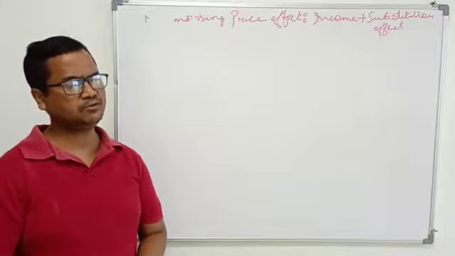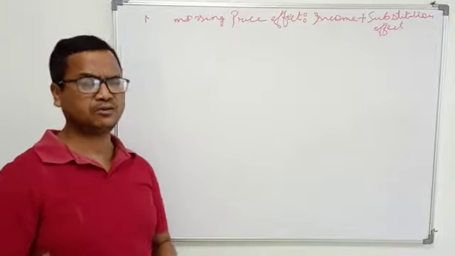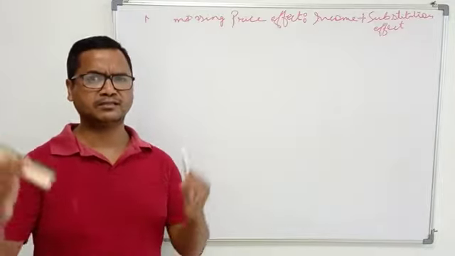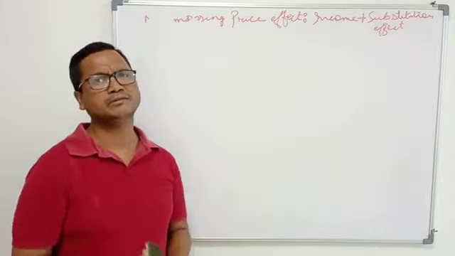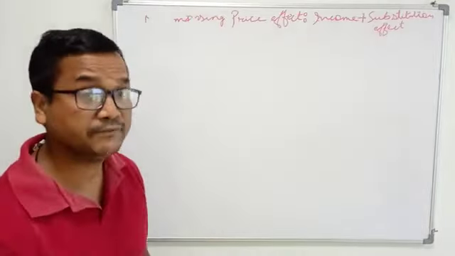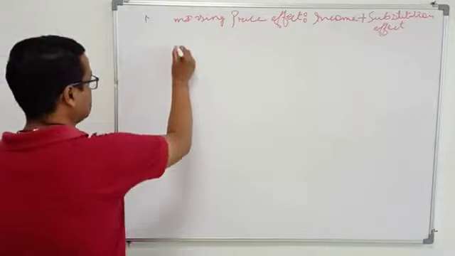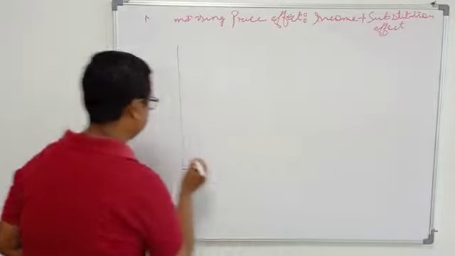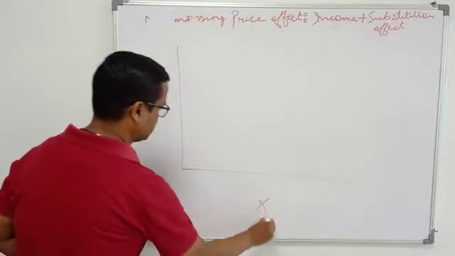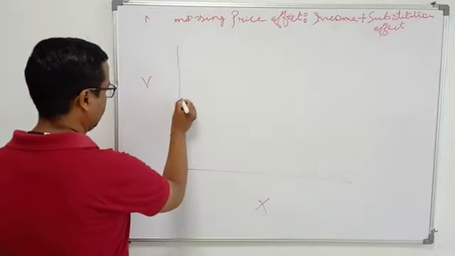Normal goods, normally with the increase in income, your consumption will also increase. Inferior goods, with the increase in your income level, the consumption of those goods will go down. That means here the income effect will become negative. Then again we can show the same thing in a two-dimensional graph, so Y good on the y-axis, X good on the x-axis.